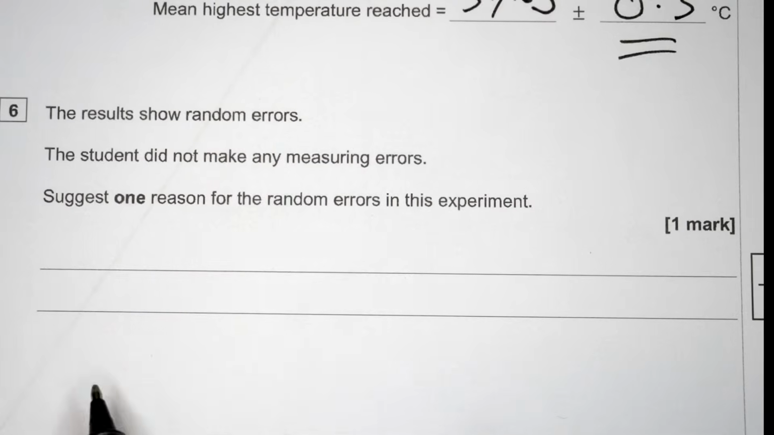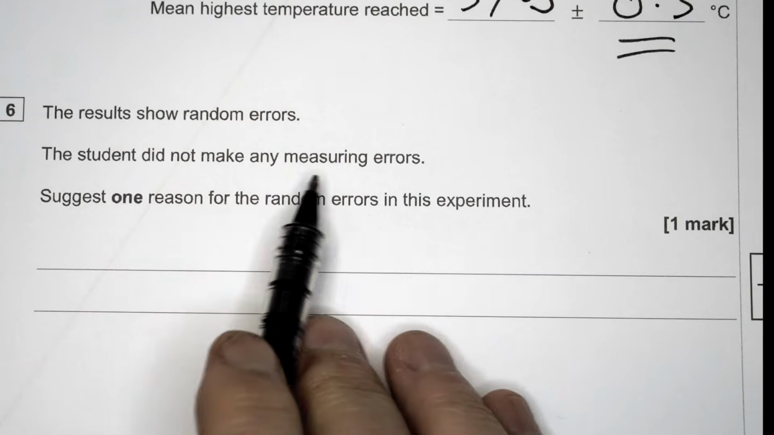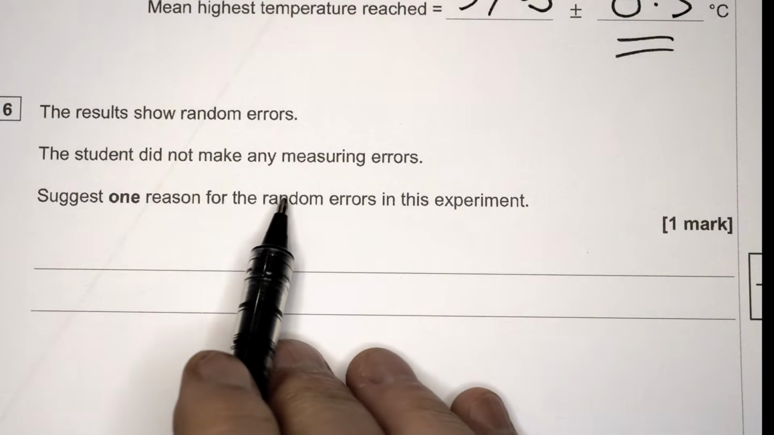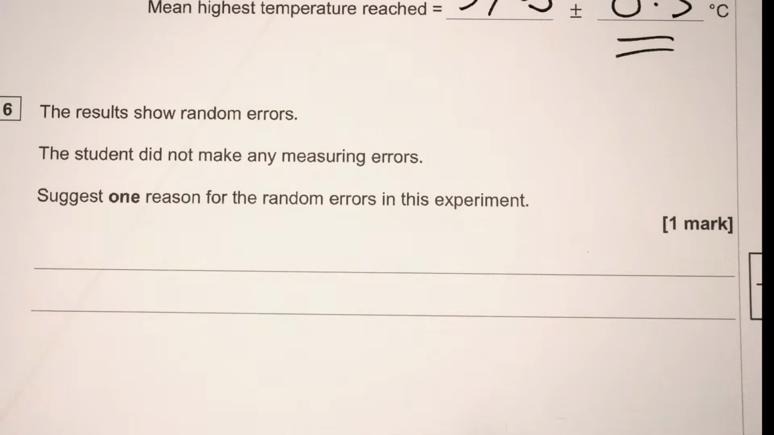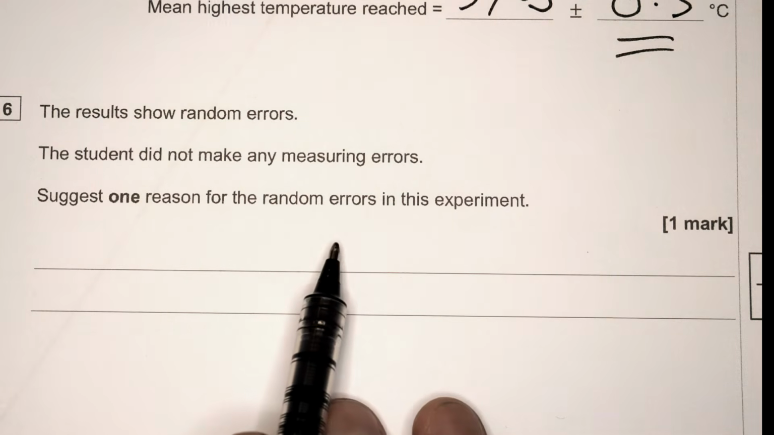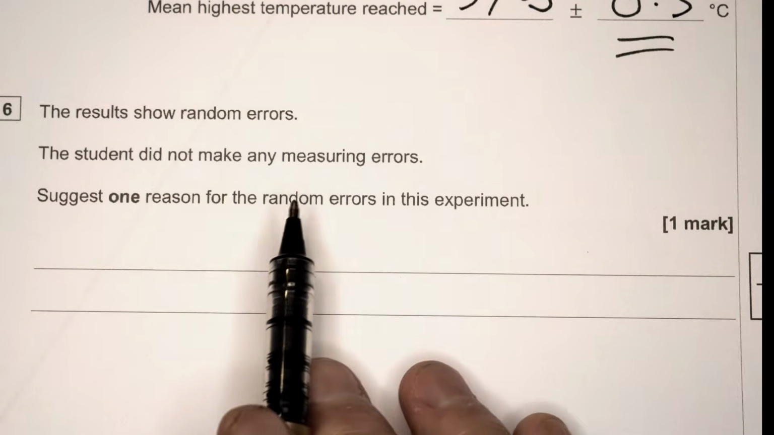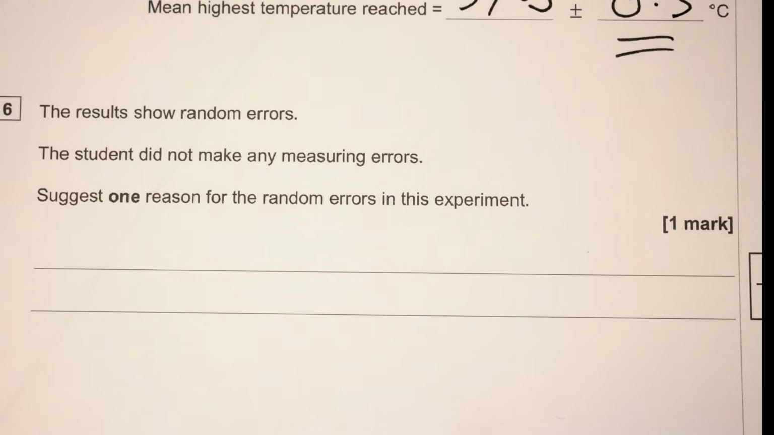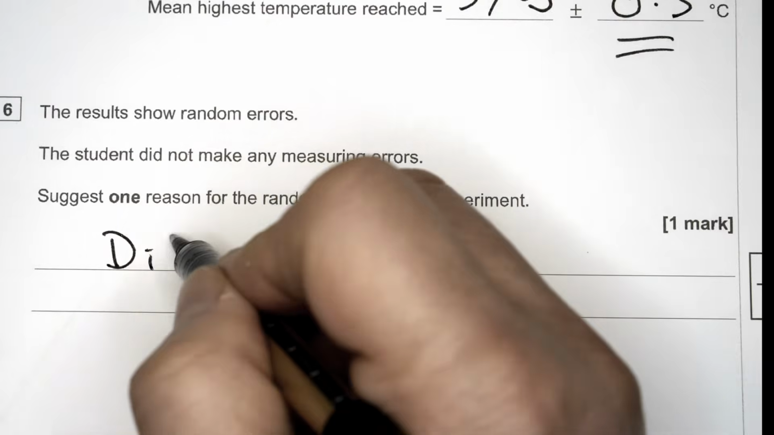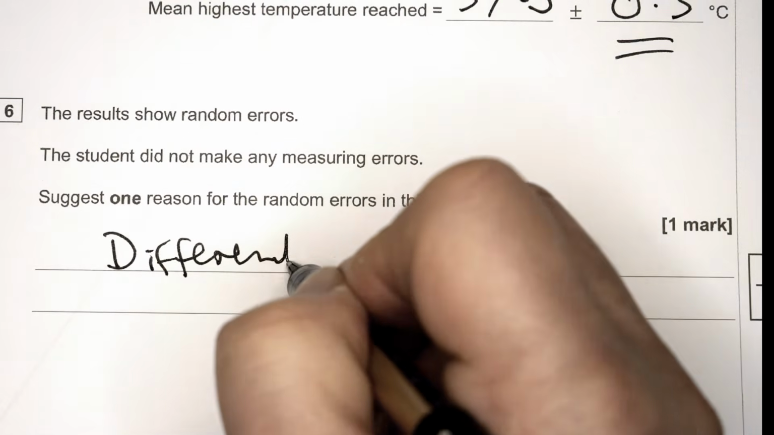The results show random errors. The student did not make any measuring errors. So random errors are ones that can be either above the true value or below the true value. Suggest one reason for the random errors. So we can't say they've measured out, for example, the wrong mass of zinc. What we can say though is we know they stir in this. It might be they stir it a small amount one time and they stir it more the next time. So we can say different amounts of stirring.